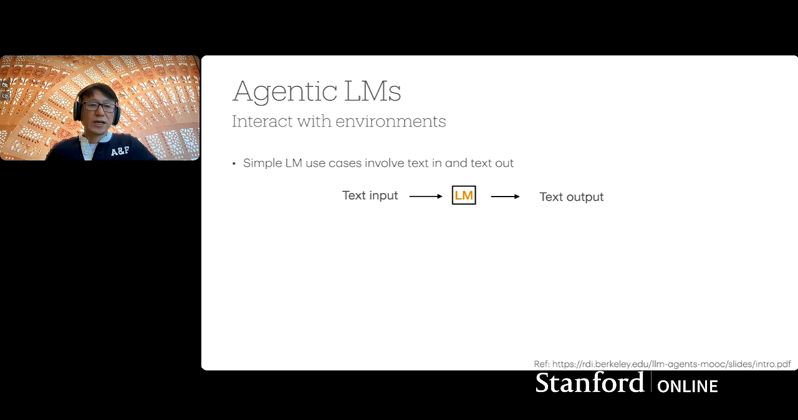All right, so agentic language model. There can be many definitions. One definition is that it can interact with the environment. Compared to simple language model usage, as you see in here, text input and text output.